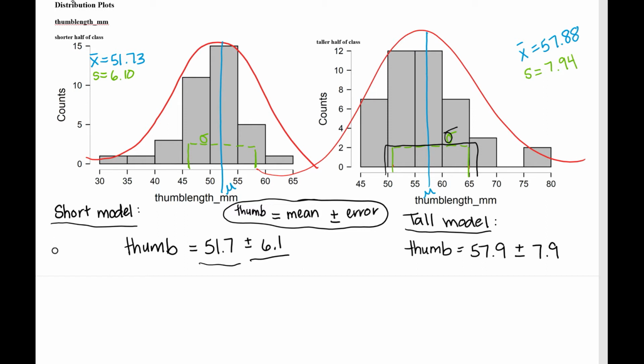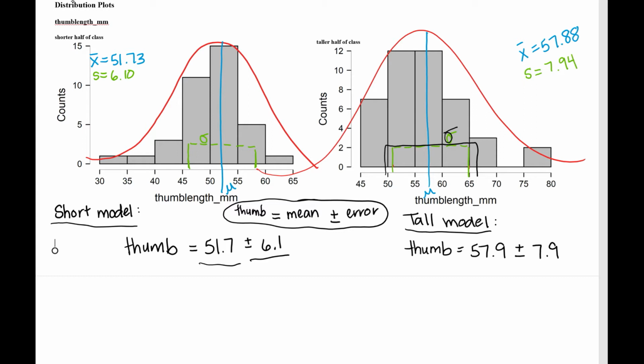So the thing is, here we've taken one class and we've split it into two separate models. We have a model for people on the short half of the class and a model for people on the tall half of the class. But that's kind of weird, right? Now we have these two separate models. Wouldn't it be nice if we could smush them together somehow so that we have just one model?